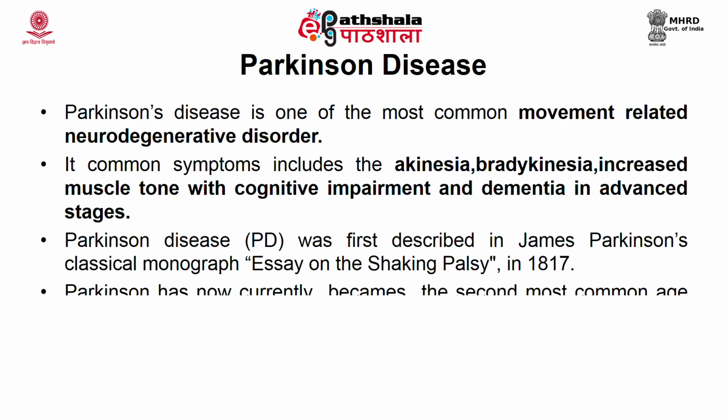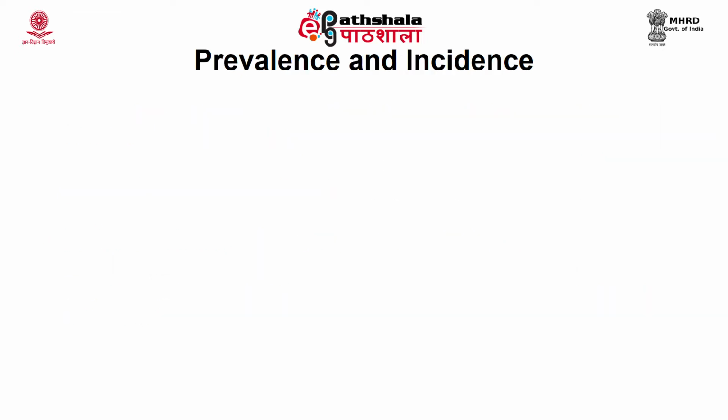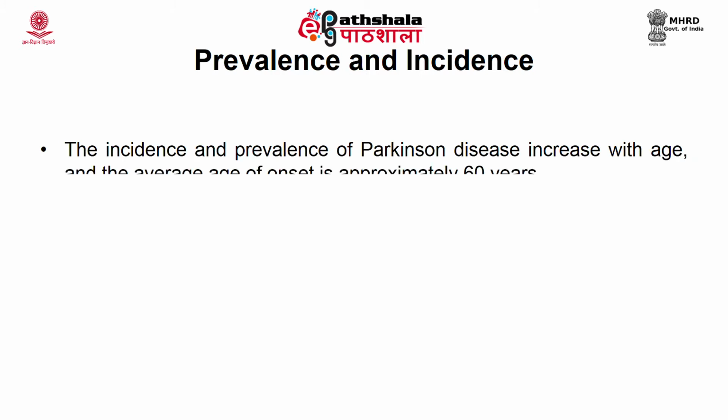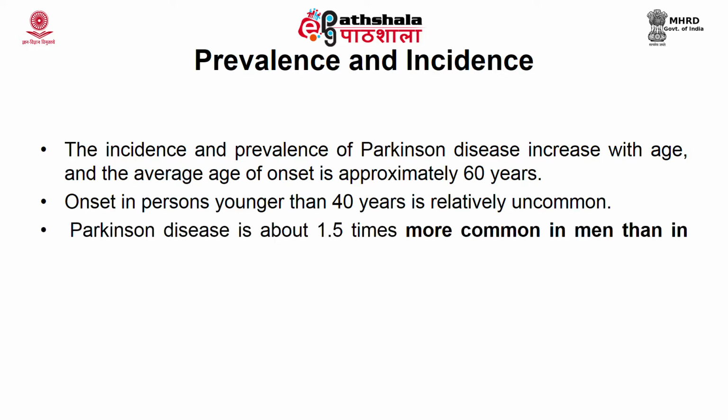Parkinson's disease has become the second most common age-related neurodegenerative disease after Alzheimer's. The incidence and prevalence of Parkinson's increases with age. The average age of onset is approximately 60 years. Onset in persons younger than 40 years is not common. But Parkinson's hits men more than women.